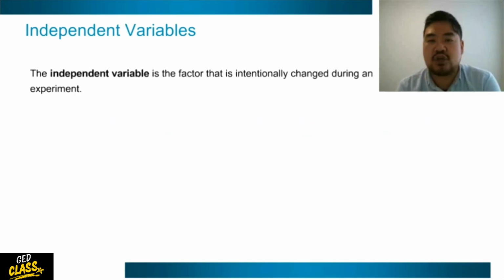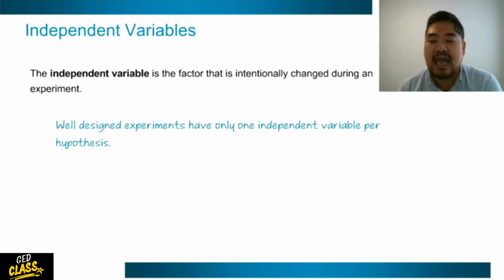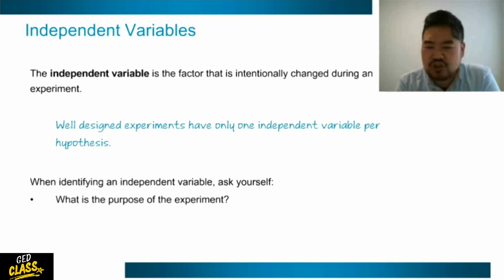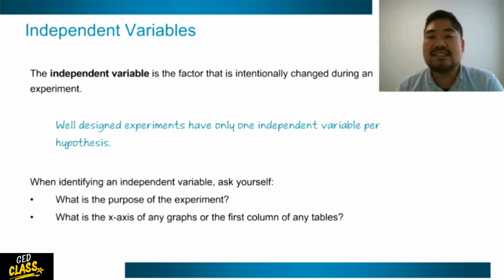Now, independent variables are the factors that are intentionally changed during an experiment. And for a really well-designed experiment, there should never be more than one independent variable per hypothesis. So if you have a hypothesis, oh, I think this is what's going to happen, change one variable to see if that hypothesis is true. Now, when you're trying to identify an independent variable, ask yourself, what's the purpose of the experiment? What's the x-axis of the graph or the first column of any table?